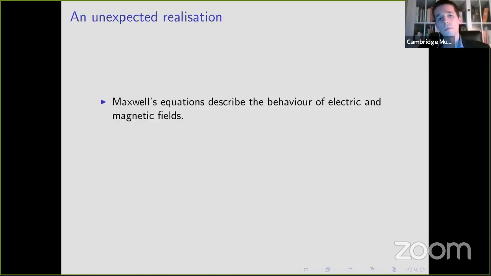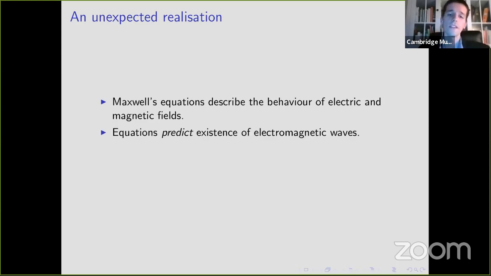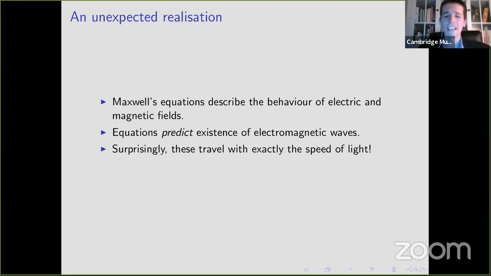So we get to an unexpected realization. Maxwell's equations describe the behavior of electric and magnetic fields. These equations predict the existence of electromagnetic waves. Surprisingly, these travel with exactly the speed of light. So light is identified with the electromagnetic wave.